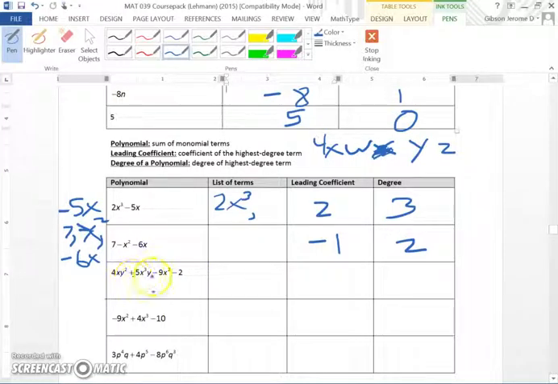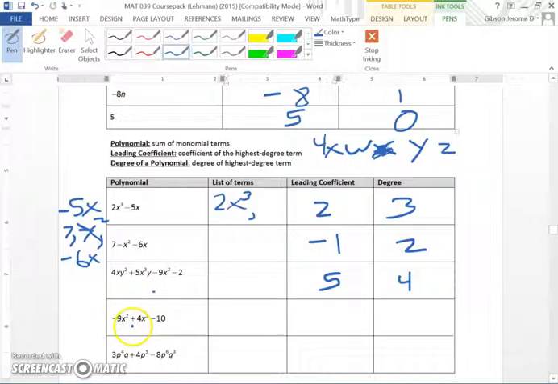So we know that the second term is actually our highest degree, which we would use for the leading coefficient, which would be 5. Now, we add the exponents up: 3 plus 1 is 4. So that would be our degree.